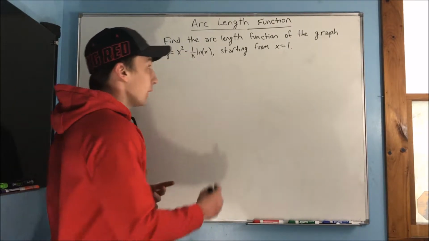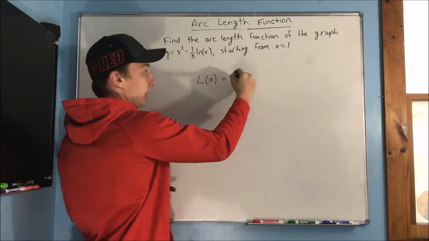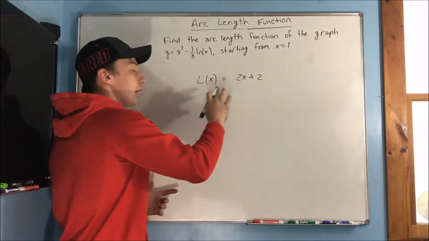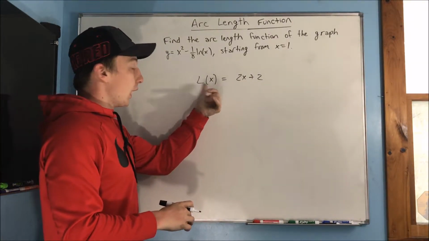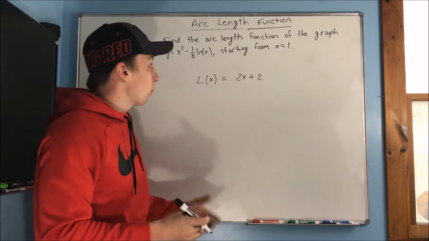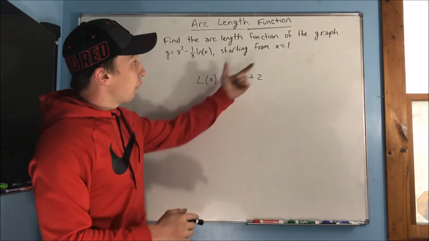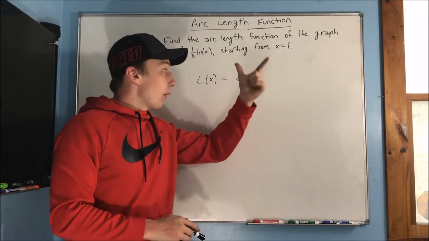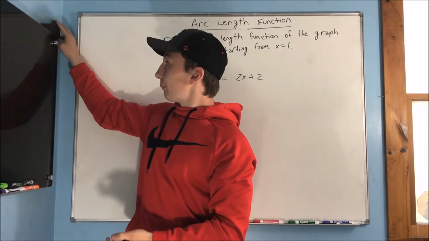Well, it's simply a function, like it could be like 2x plus 2, something like that. It's going to give you the arc length depending on what x you put in. What's your end bound? Because we're going to be starting from a known point, and we're going to be ending at some x.